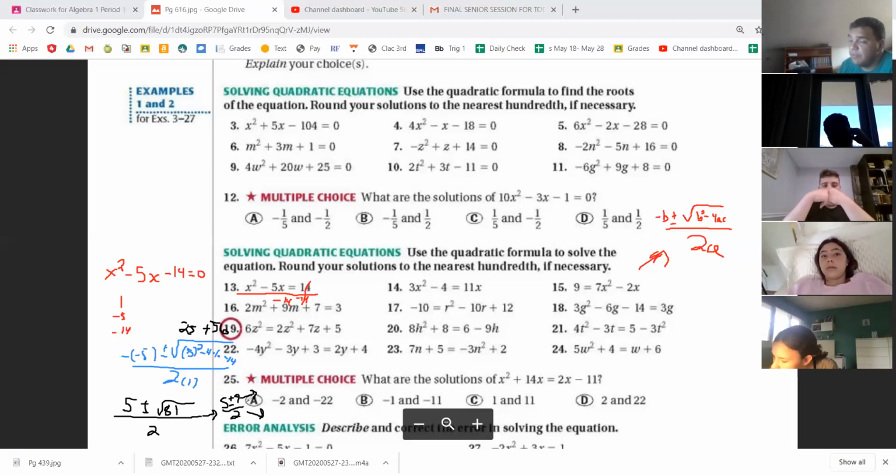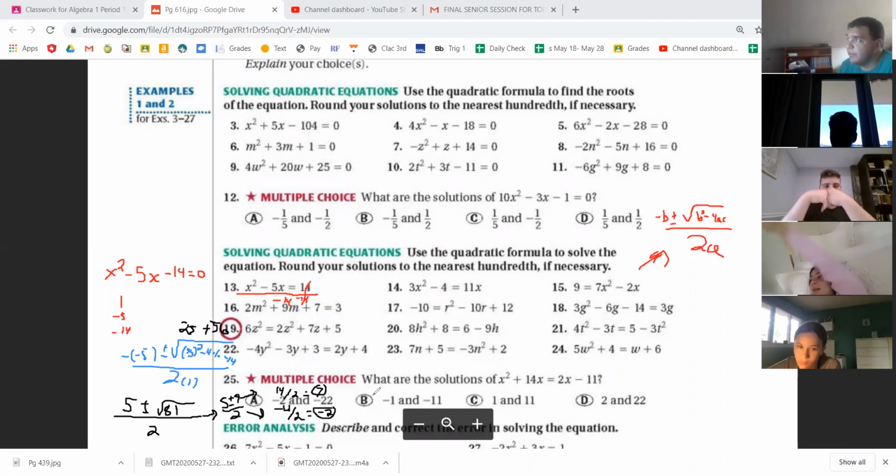Either way, 5 plus 9. So we do the plus on top and then minus on bottom. So 5 plus 9 is 14 over 2, which reduces to 7. So one of your answers is 7. And we're going to do the minus. 5 minus 9 is negative 4 over 2. Reduce that, that's negative 2. All right, so that's your example for today.